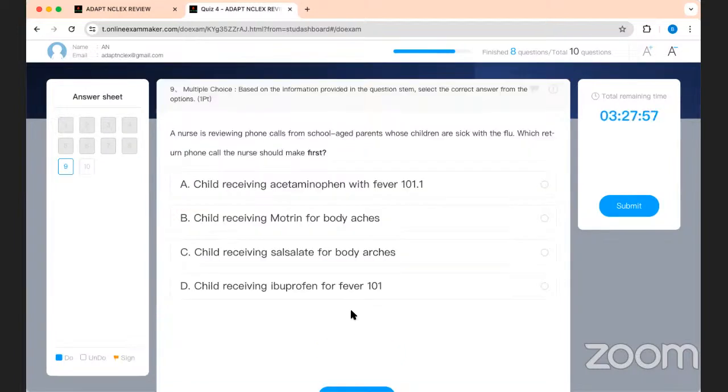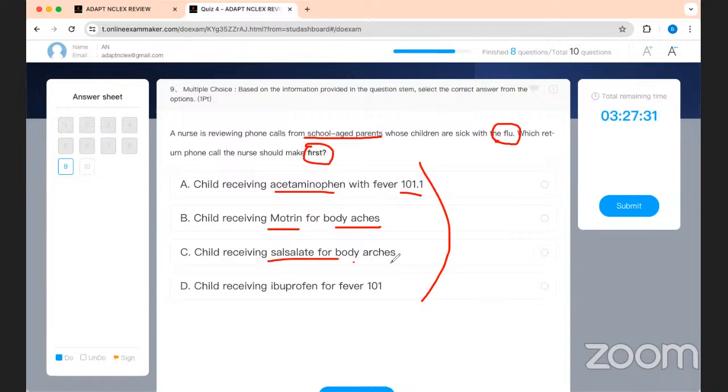Return phone call the nurse should make first. Go back to the question. Don't answer the question yet, because then you don't know what is being asked. I have to call somebody first. What is the problem? Their kids have flu. That's all. And they are children, school age. Which one is bad? Receiving acetaminophen for a fever of 101.1, Motrin for body aches, salicylate for body aches, ibuprofen for fever.